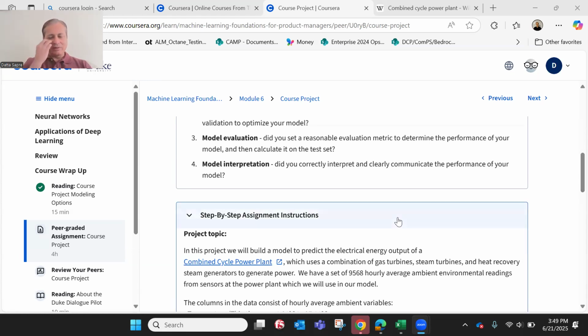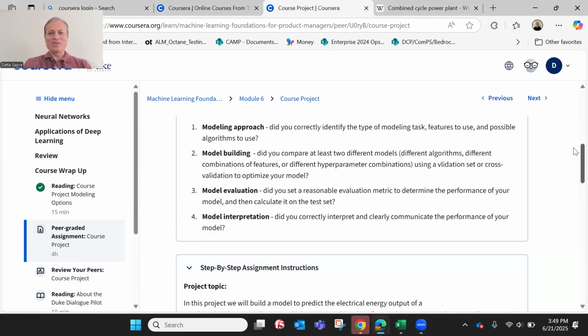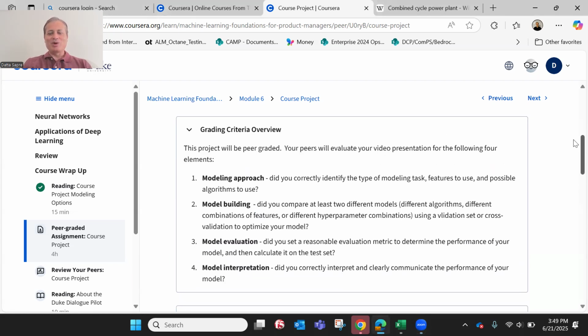This is my project for the combined cycle power plant. We are trying to predict the electric energy output for a combination of gas turbine, steam turbine, and heat recovery steam generators. I'm a mechanical engineer, so this was particularly enjoyable for me. Brayton cycle, Carnot cycle, Rankine cycle, great information. But essentially, this is a machine learning modeling project.